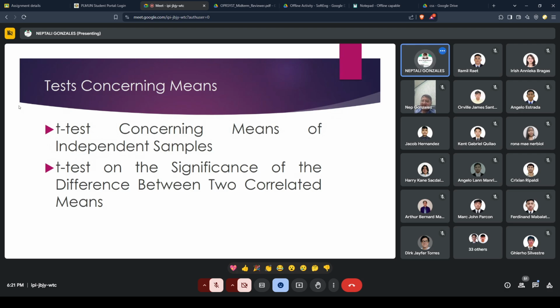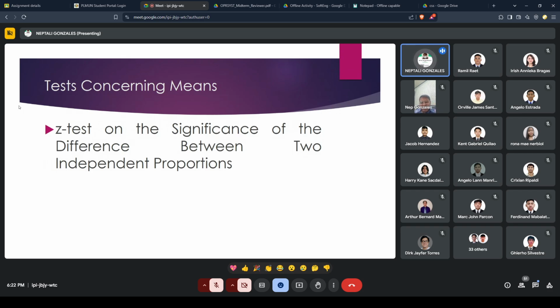Halimbawa, gusto mo i-correlate yung performance sa midterm exam tapos yung performance niya sa buong course. In our case, mathematical statistics for IT. So there are many statistical tools that can be used, and we will focus first on the first one that I have mentioned, the z-test.